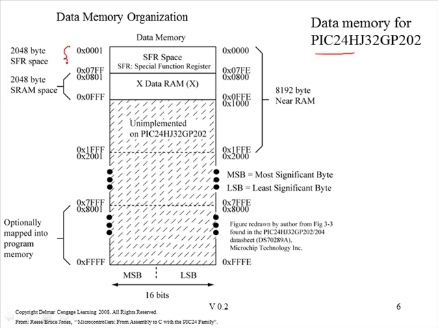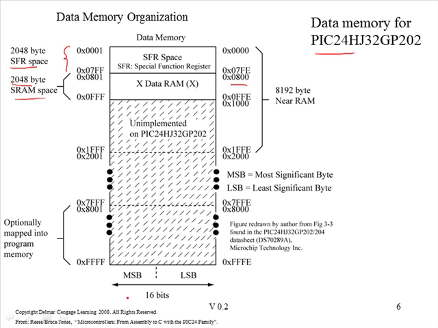The first 2048 bytes are actually allocated to special function registers, which we'll talk about in later slides. The next 2048 bytes are actually where we're going to store our variables. This is what we're going to call random access memory. The first location starts at hex address 800.